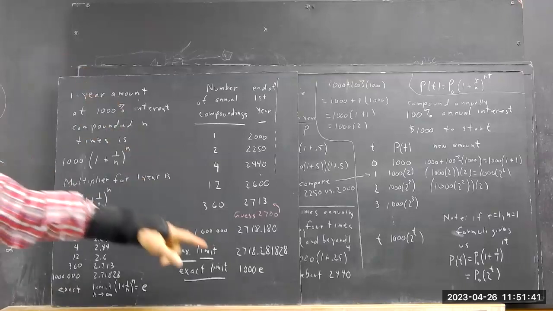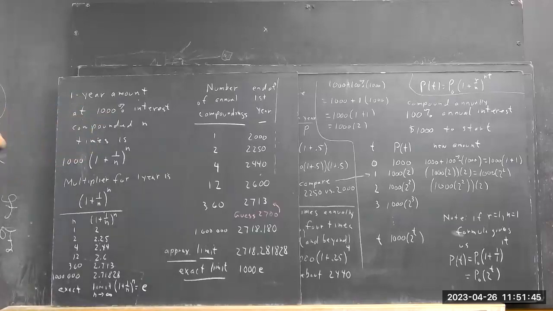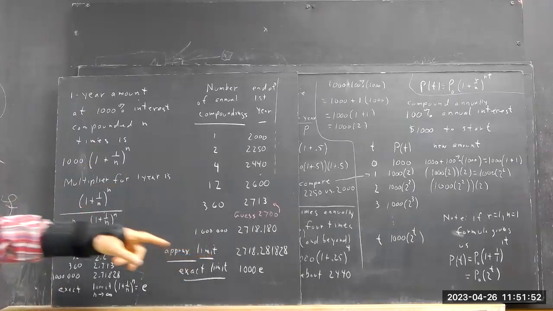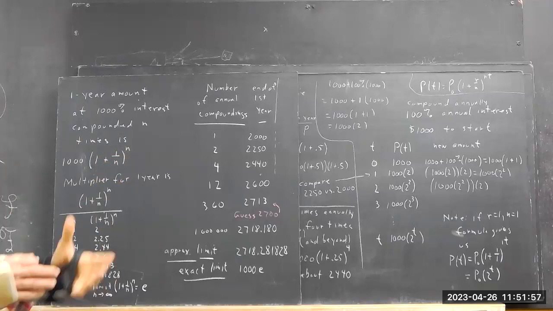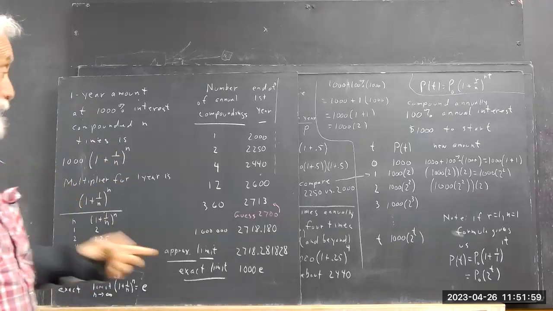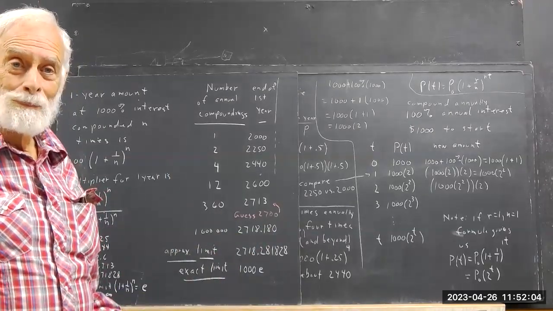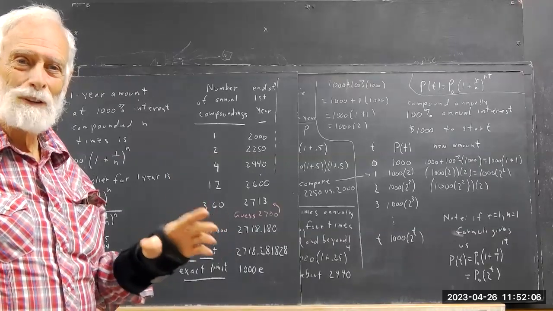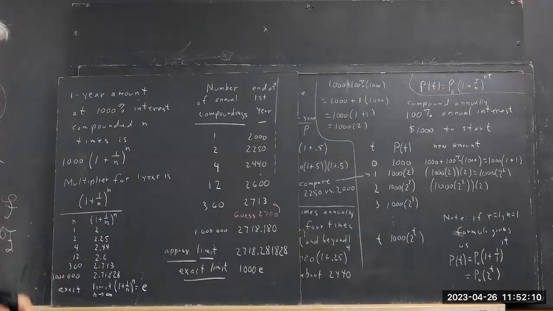Then we observe this in order to explain: say that the 1 year amount at 1,000% interest compounded n times is what? Well, exactly what you've been doing. It was 1,000 times (1 plus 1 over n) raised to the nth power. So you're doing that on your calculator, and to do a million of these compoundings, you'd probably go for a year or two without making a mistake. At some point, you'd probably make a mistake if you're doing it by hand. Nobody's going to go a year or two without making a mistake.